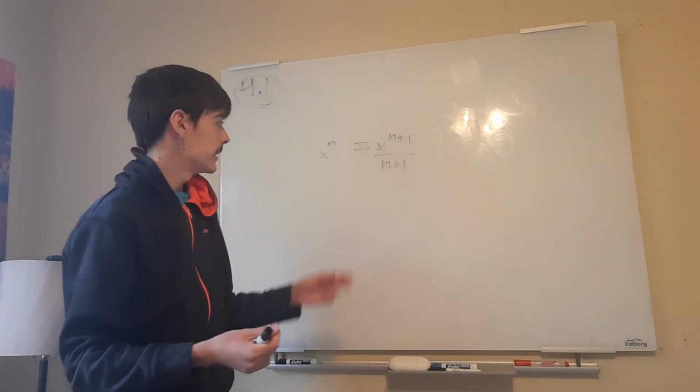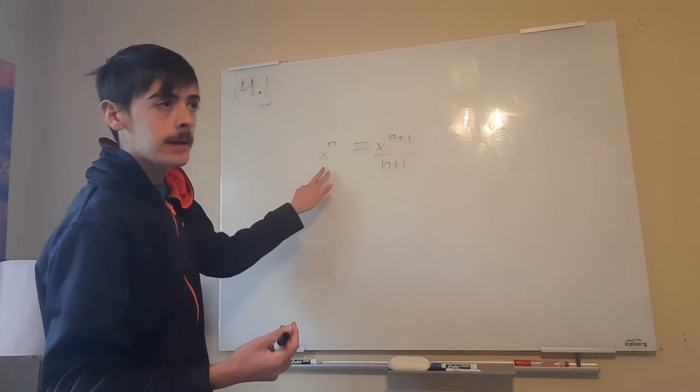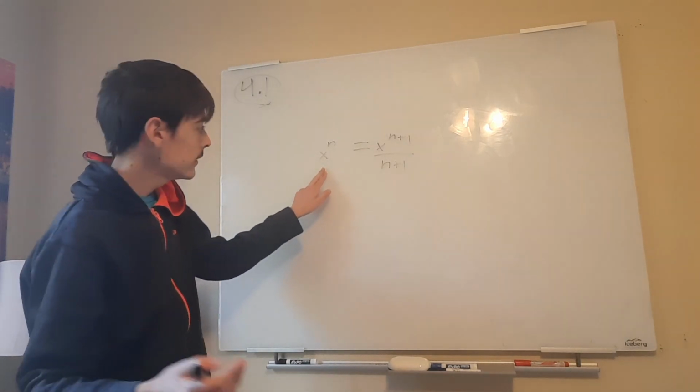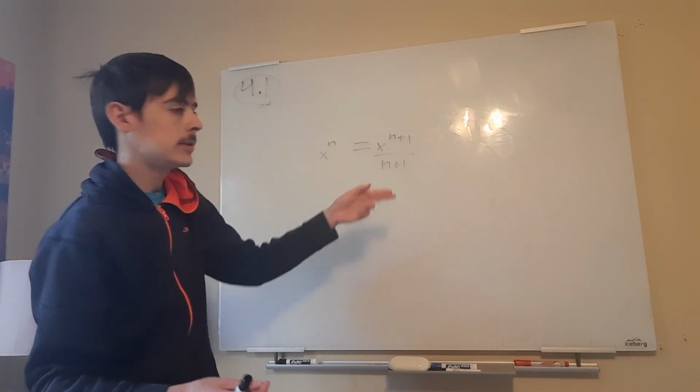Okay, so we have our formula. If we have x to the n and we take the antiderivative, aka the integral of it, we will get x to the n plus 1 over n plus 1.